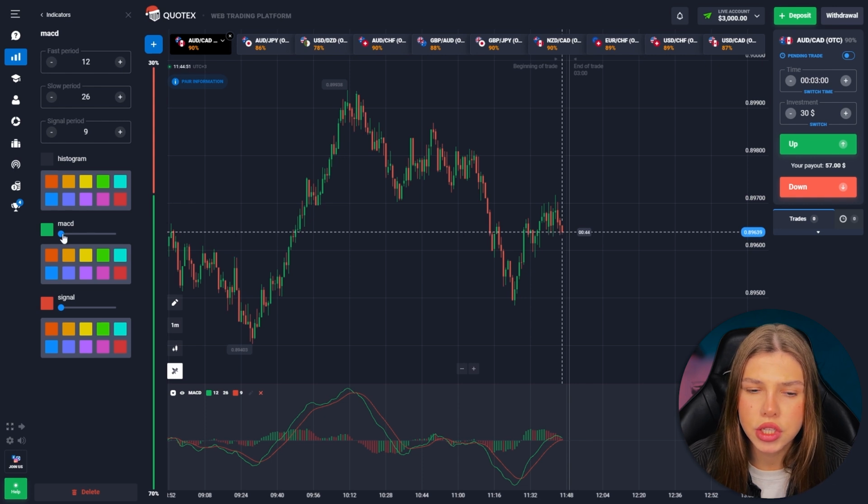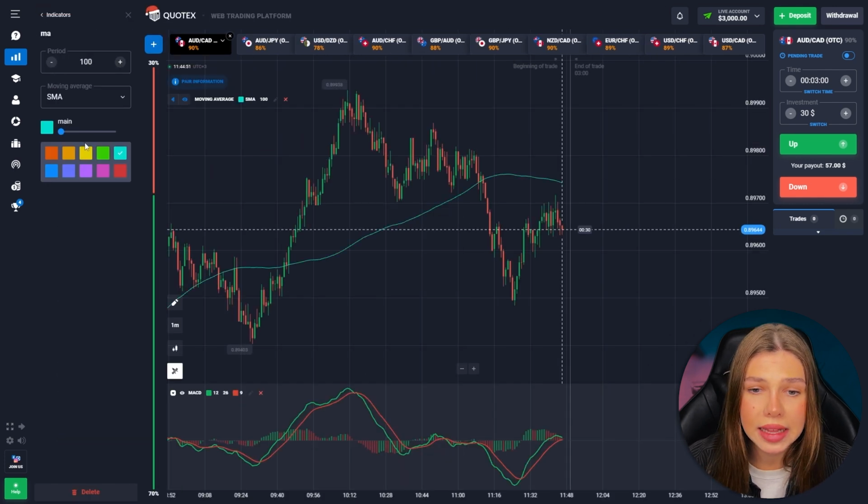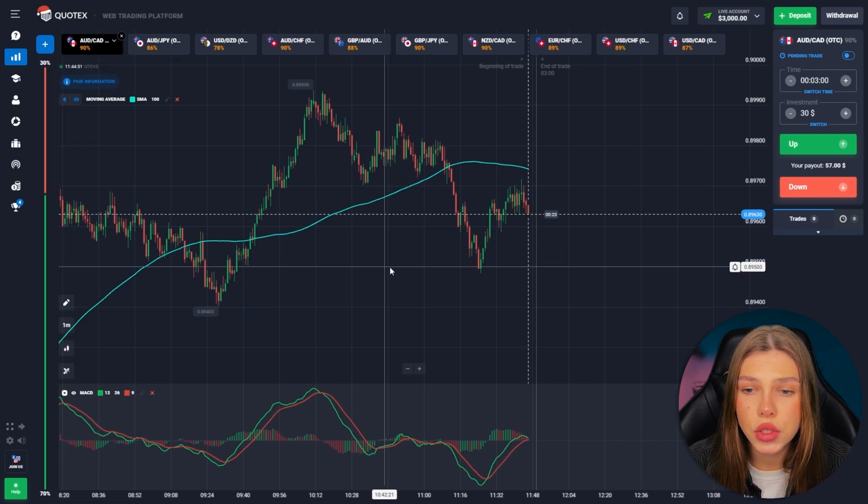I will only change the width of the line to be more visible. Close and add the moving average indicator, set the period 100 and slightly increase the thickness of the line. Now we need to wait for a trade.